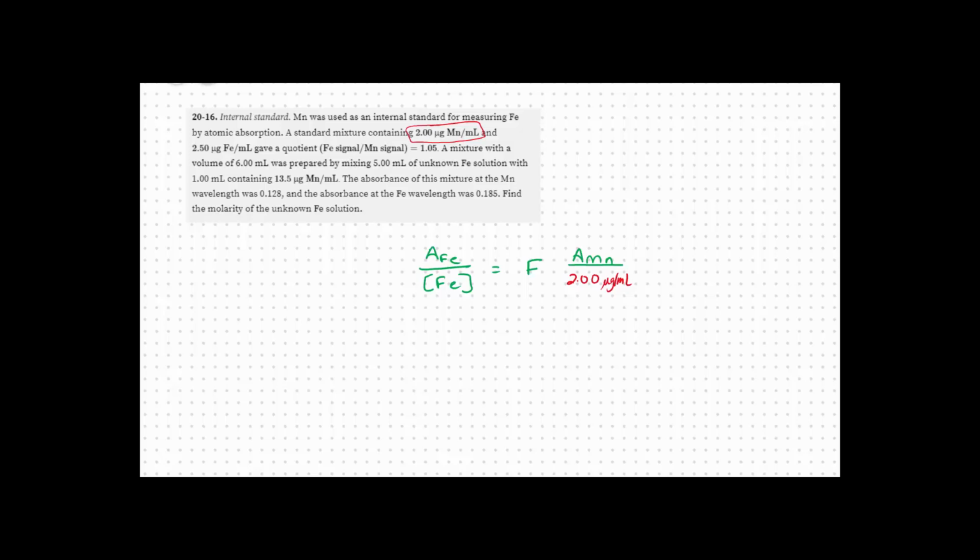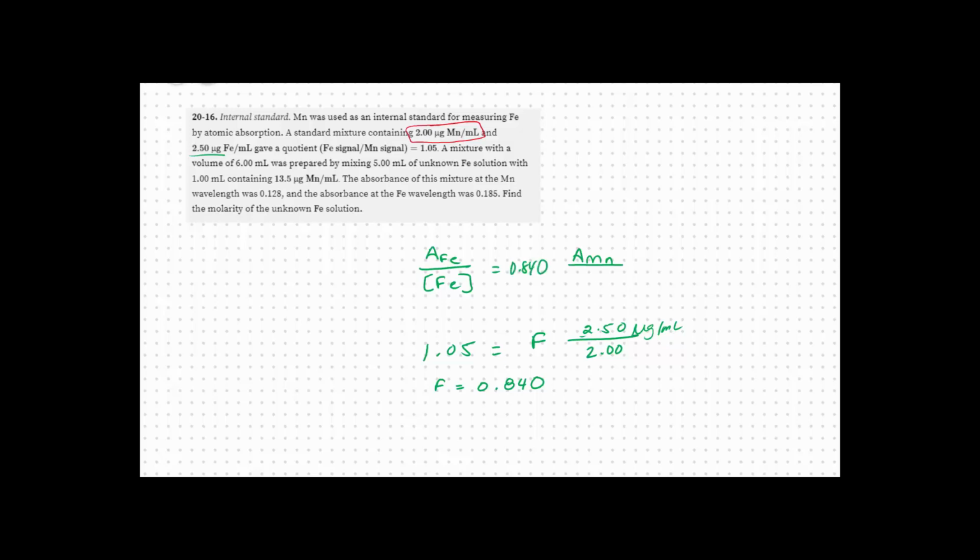The ratio of Fe to Mn is going to be 1.05. So if I solve for Fe over Mn, then I have AFe over AMn is equal to F times the concentration of Fe over 2.00. And then this is 1.05. So the concentration of the Fe given here is 2.5. All I have to do, because these are both micrograms per milliliter, they cancel out. Now all I have to do is calculate F. So F is going to be 0.840.